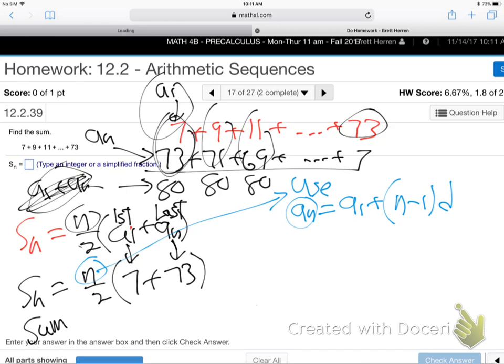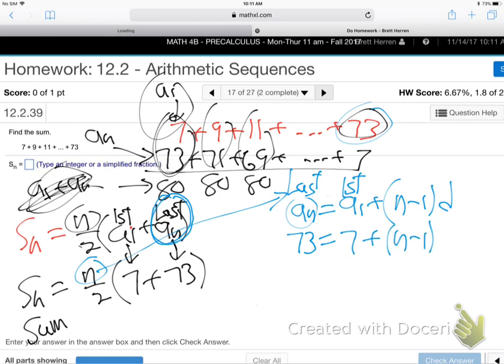A sub n, what's A sub n mean again? Right here. See it? Last term, huh? Last term, which is 73. What's A1? First term. So last term is first term, which is 7, plus n minus 1. What's the d? What's the difference from term to term here? 2. See how I can solve that formula for n now? N's the only letter there. And then once you got that, bring it back and plug it in.